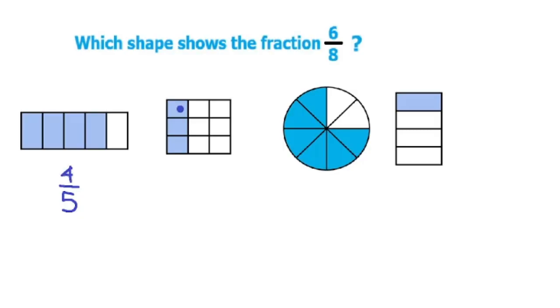For this one, we have 3, 6, 9. 9 total equal parts. So that's going to be our denominator. Then the number of shaded parts is going to be our numerator. So it's going to be 1, 2, 3.